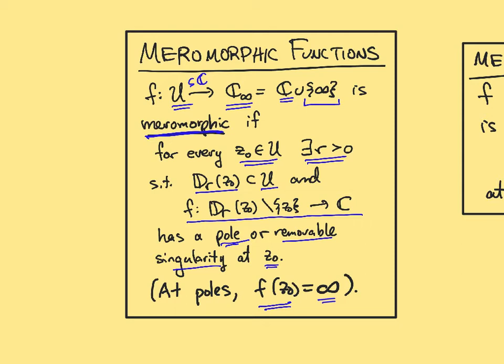So this is basically a way to define a function that's analytic everywhere except possibly at isolated points where it has a pole. And at those points, you say its value is infinity.